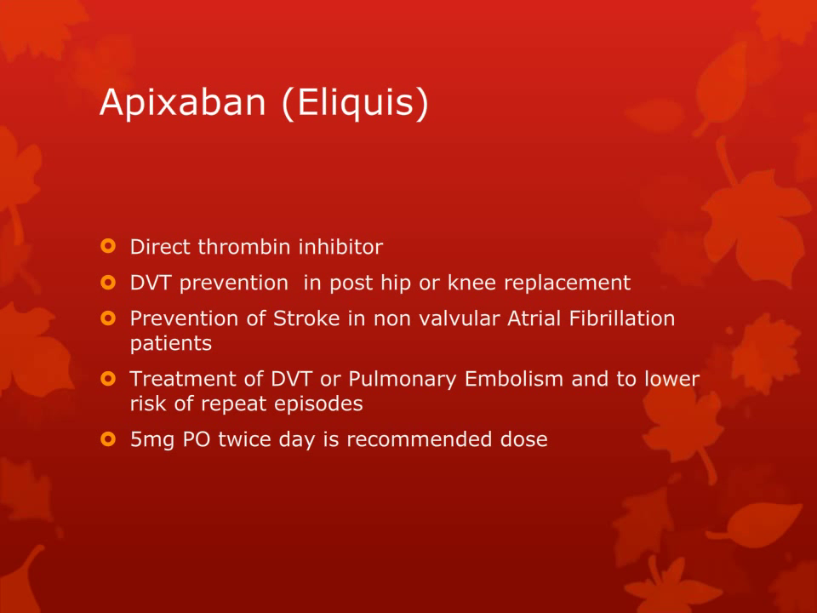Apixaban, Eliquis. It is a direct factor Xa inhibitor. DVT prevention in post-hip and knee replacement. Prevention of stroke in non-valvular atrial fibrillation patients. Treatment of DVT or pulmonary embolism and to lower risks of repeat episodes. Medication is 5 milligrams by mouth twice a day is the recommended dose.